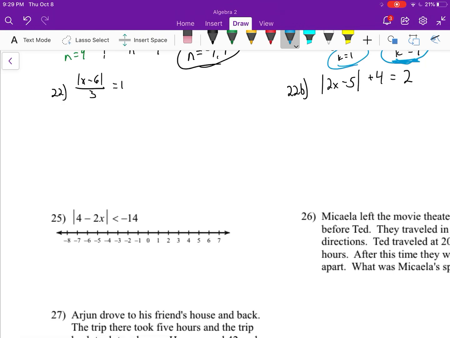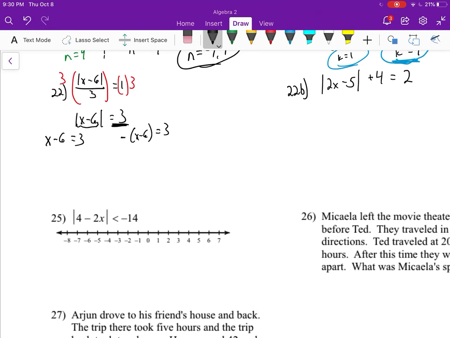Now I moved this one down so I'd have more room. And then I actually threw in a 22b because I wanted to show you something. But first of all, we isolate the absolute value. The absolute value is being divided by 3, so we do the inverse by multiplying by 3. That gives us the absolute value of x minus 6 equals 3. And once again, we can split this into two parts. First of all, it's not an absolute value equals a negative, so there are solutions. So write it as is. X minus 6 equals 3, and then do the opposite of x minus 6 equals 3.